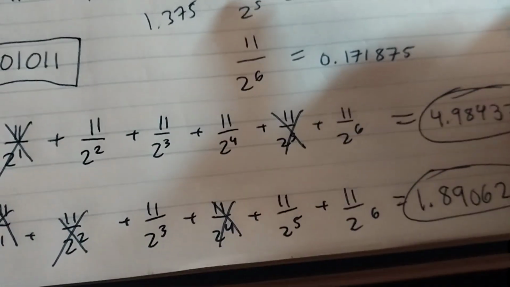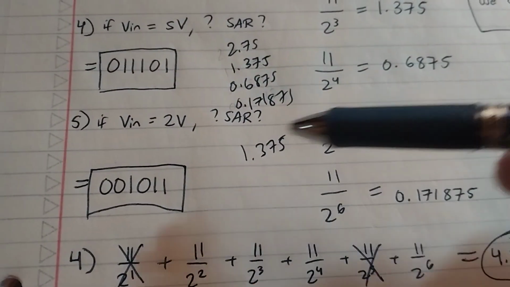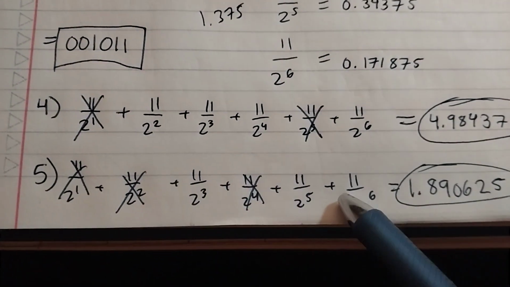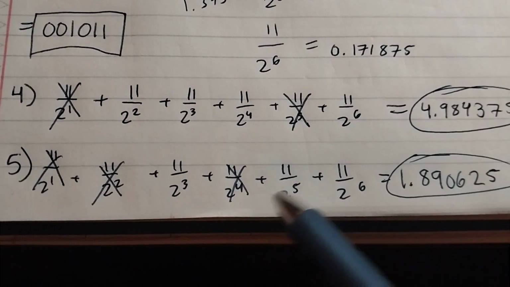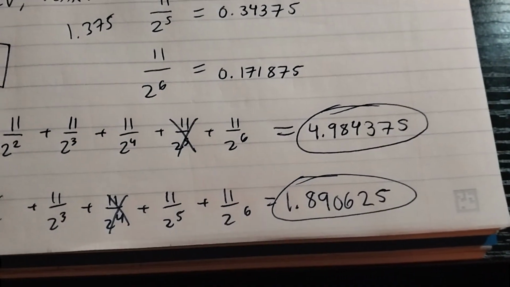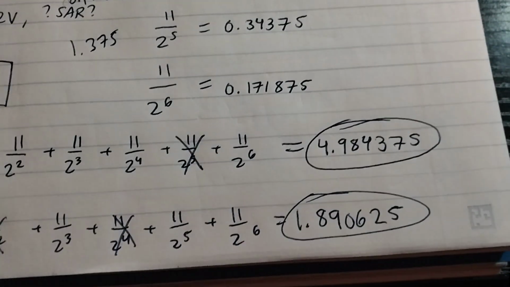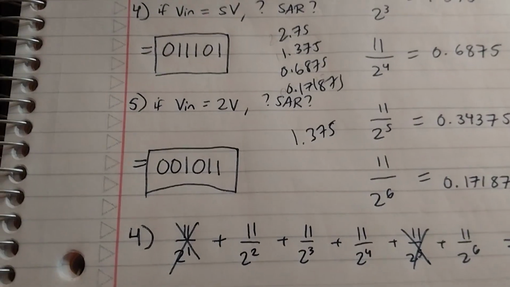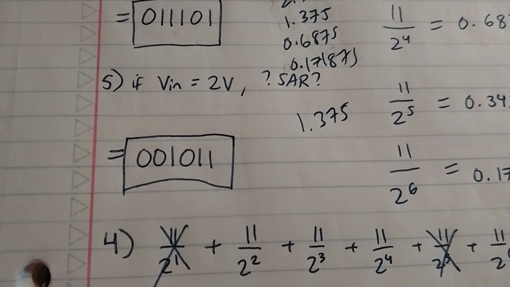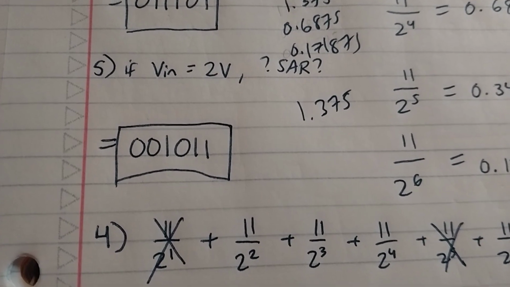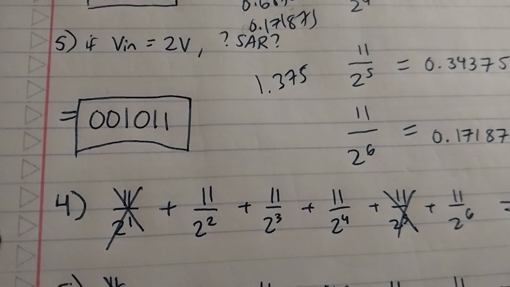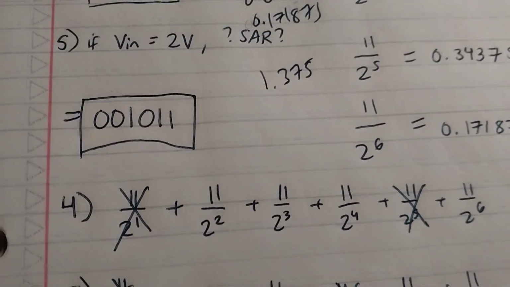And it turns out that bits 5 and 6, when you add these together with bit number 3, like I show in this long list here, so we have bits 3, 5, and 6 all added together, it's 1.890625. And that is less than 2 volts, which means our binary output is going to be 001011.